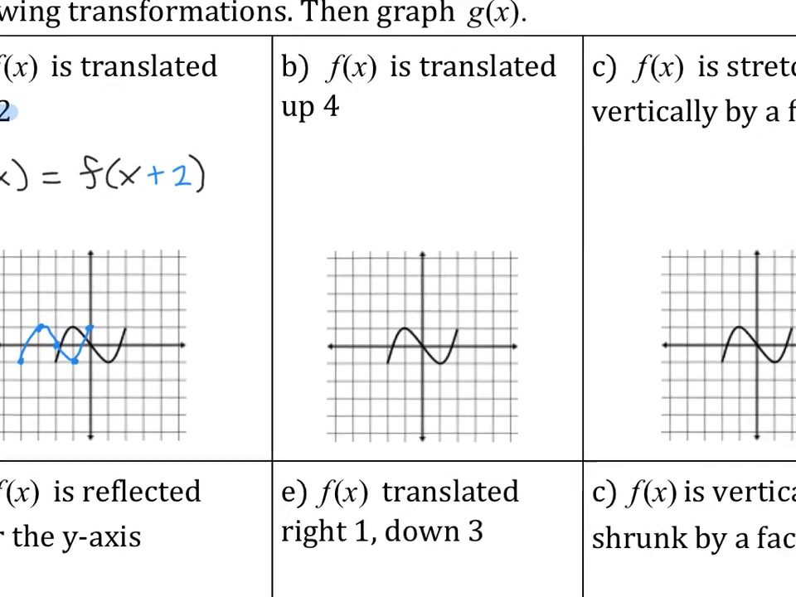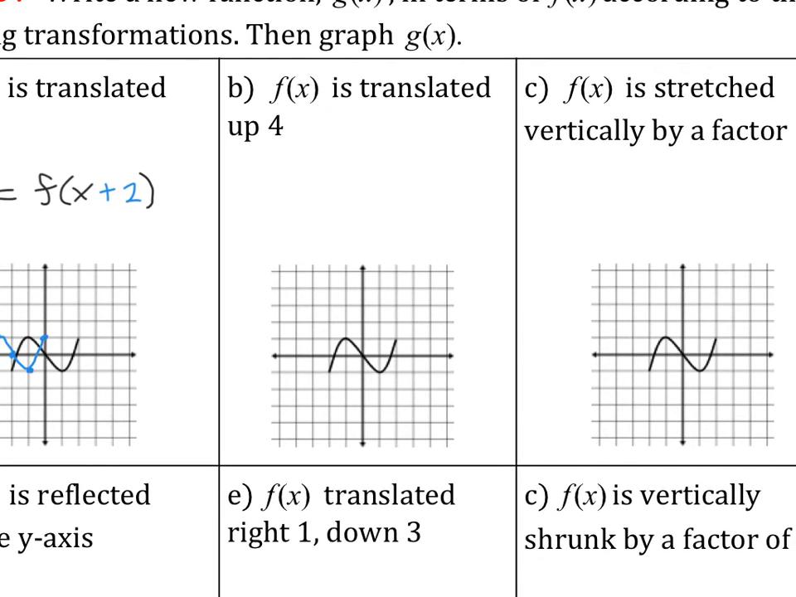Okay, let's look at example B. So here they would like us to translate again, but we're going to go up 4. So we're going to say g of x, that's our new function, equals, so remember, if we're going up or down, we want to make sure that we're adding to the y value or to f of x. We do not want to group it with x because this is a vertical transformation. So we say f of x, and then on the outside, then we say plus 4.